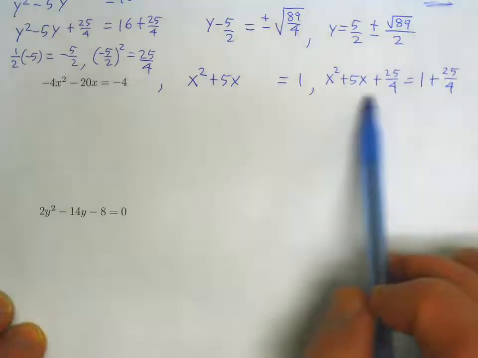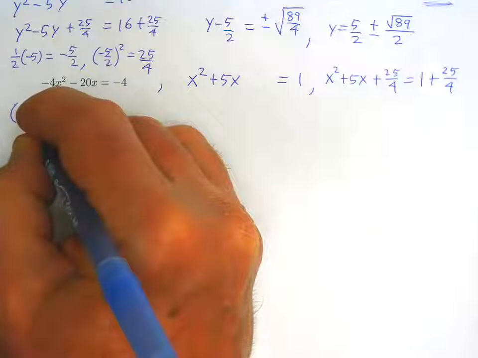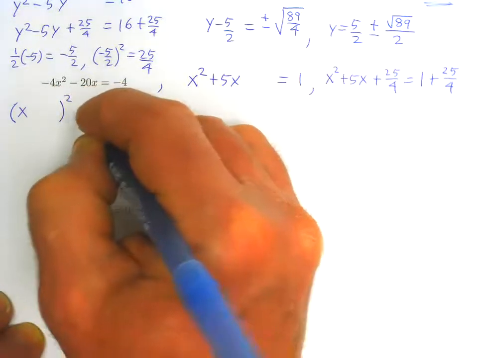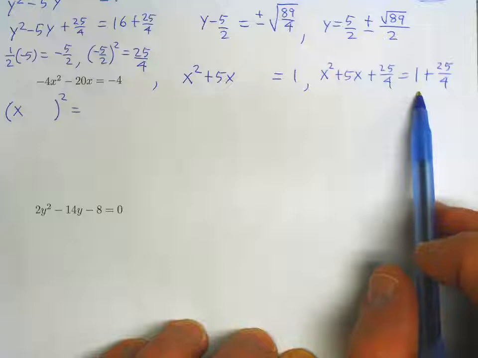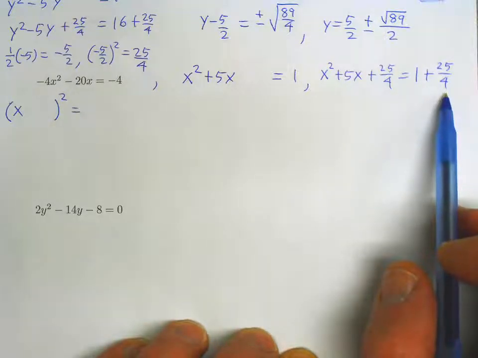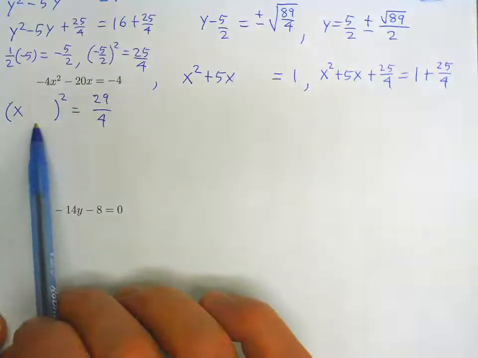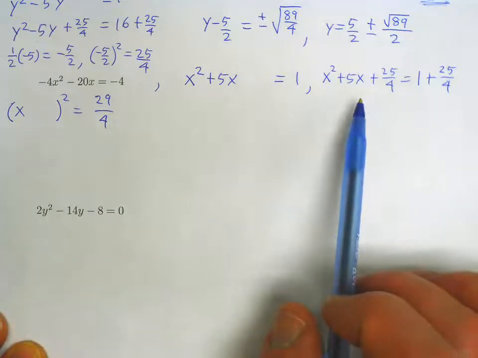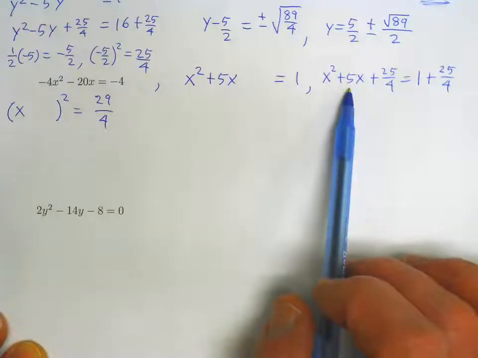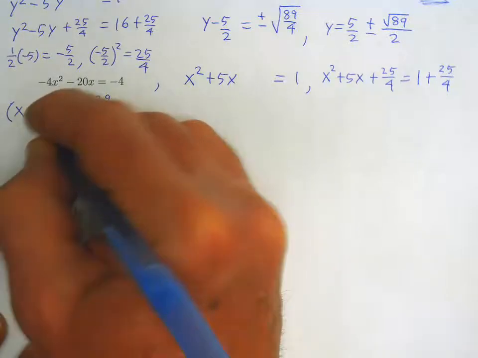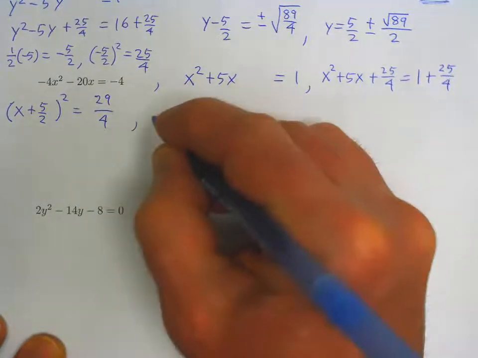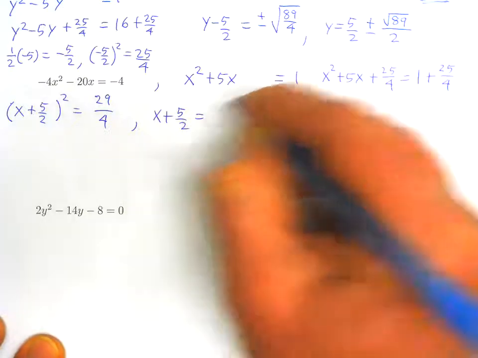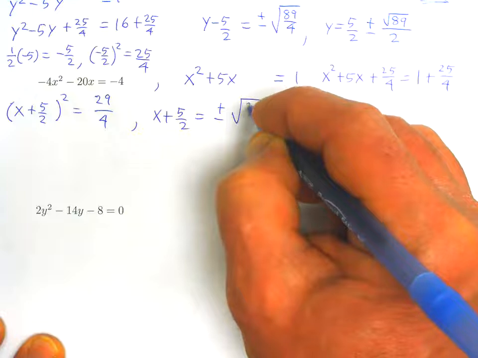Okay, the left-hand side is now a perfect square trinomial. So we know that it's equal to some binomial squared. And the right-hand side, we're going to replace 1 with 4 over 4. And 4 over 4 plus 25 fourths is 29 fourths. Okay, so what goes with the x inside the binomial squared? Well, it's the same number we got when we took 1/2 of 5. 1/2 of 5 is 5 halves, so that means plus 5 halves. And now we can apply the square root property. X plus 5 halves equals positive and negative square root of 29 fourths.